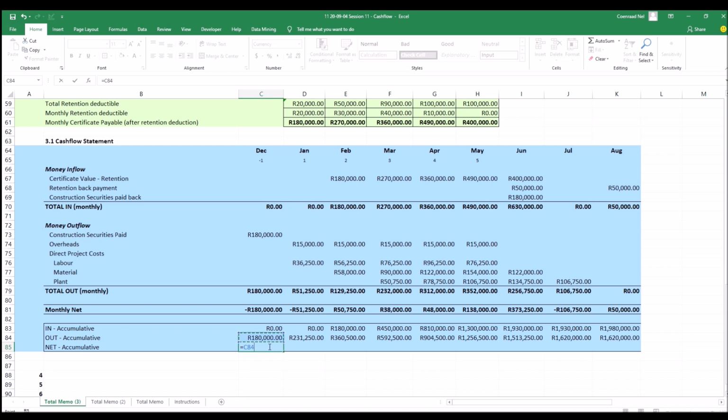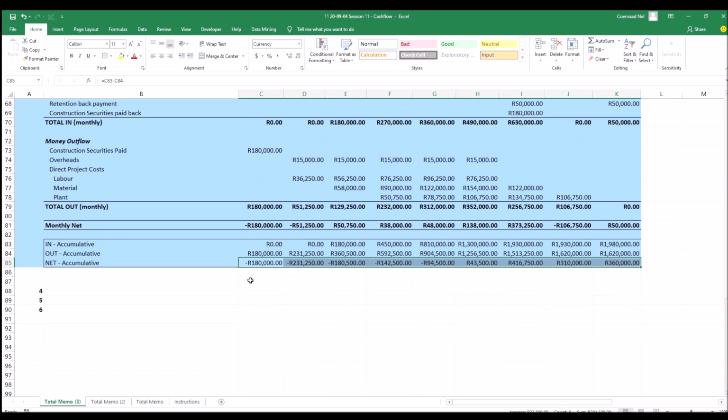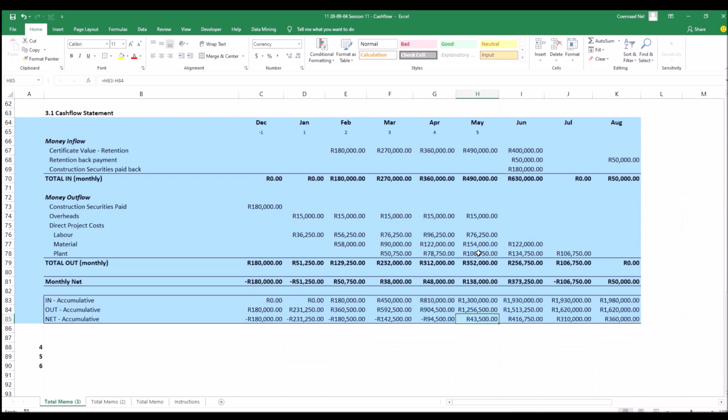It is the money coming in minus money going out. And if I drag this up right to the top, you can see this is my net curve. So you can see, if you look at this, I only start making money, a positive cash flow, oh my word, on my last month of the construction. I start having positive cash flow.